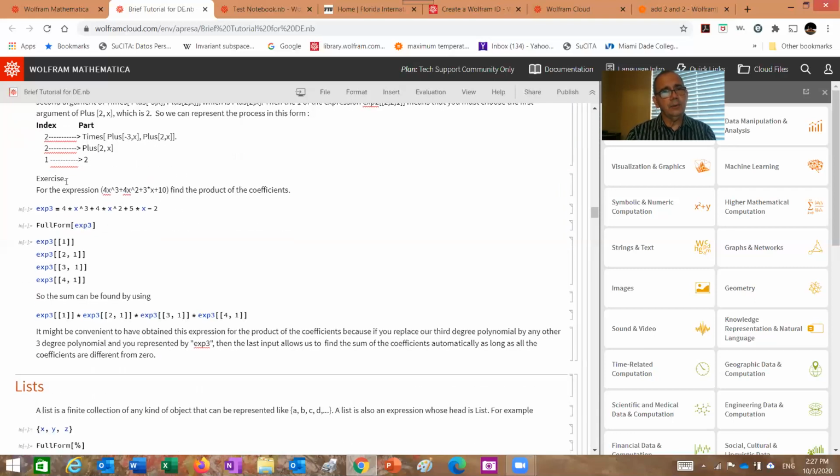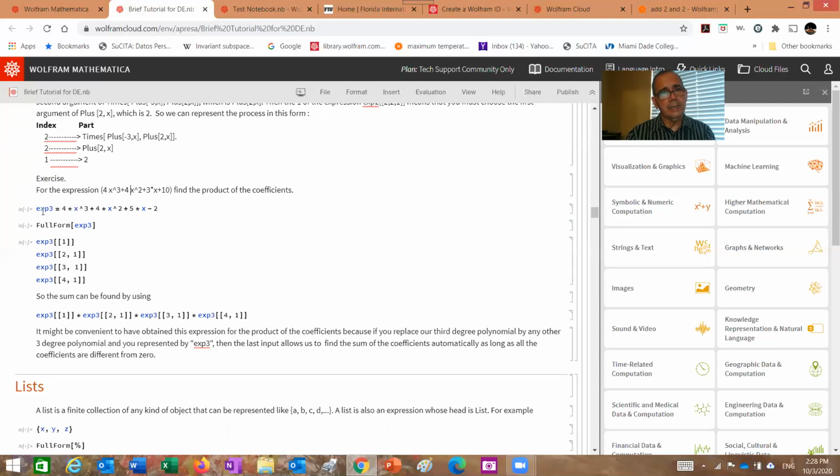Now, this is a good exercise to practice. Imagine that I ask you, given a polynomial, notice that you have 4 times x to the third plus 4 times, we can leave the space here to make it easier to understand, and then the space here. And then for that polynomial, we need to find the product of the coefficients. And then we are going to enter the polynomial.